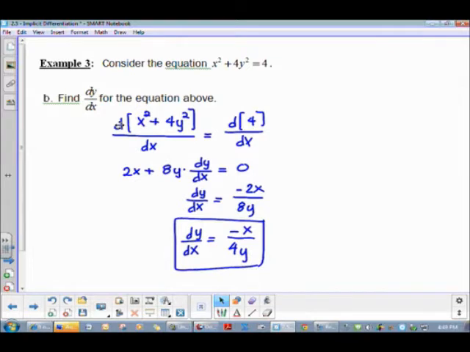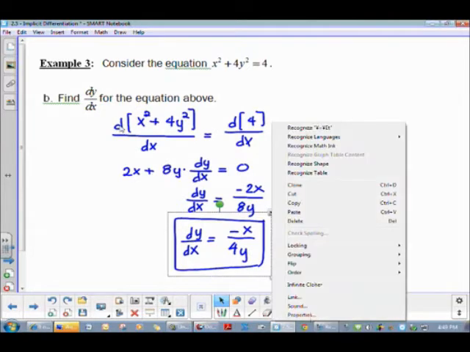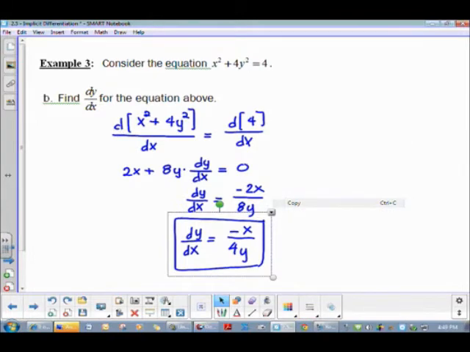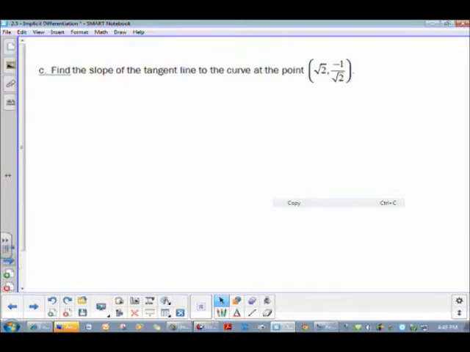It's very common to have both x's and y's in our result for our derivative. So we're going to remember this guy. This guy's going to kind of pop up later on, and we're going to use him, or at least revisit him in just a little bit. In fact, I will have to know what this particular derivative turned out to be in order to answer part C, which is just simply to find the slope of the tangent line to the curve at the point.